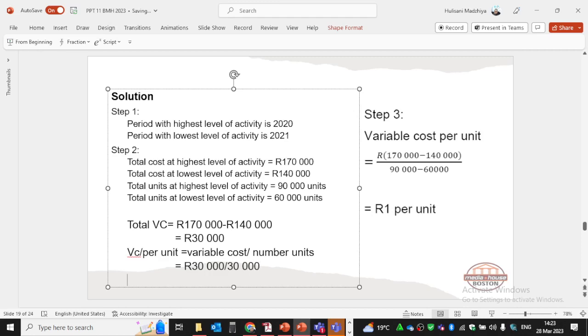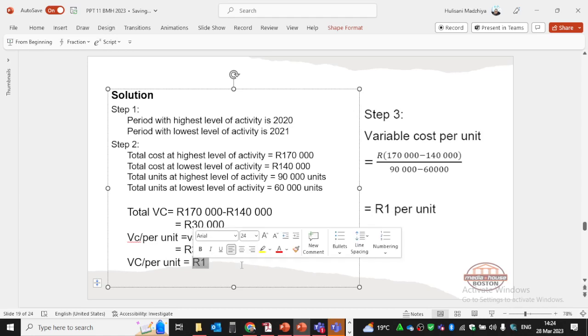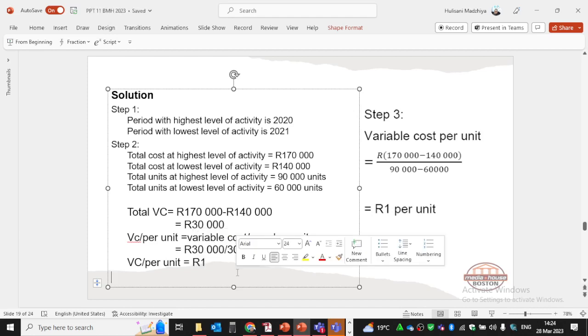So now our variable cost per unit will equal 1 rand. So this will become the variable cost. So for each and every unit that we produce, we pay 1 rand. For every banner that this company produces, we pay 1 rand. And from there we can apply step 4.